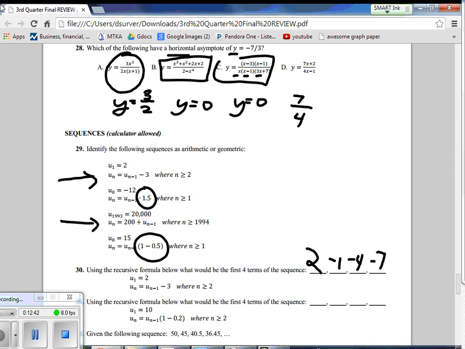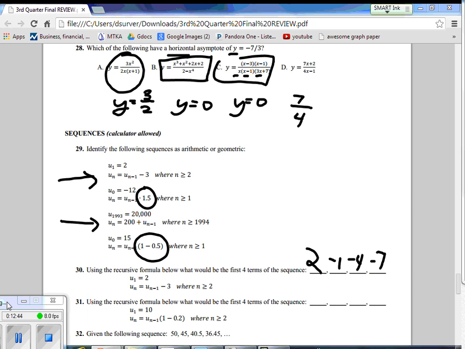All right, moving on to number 31. Using the recursive formula below, what will be the first 4 terms of the sequence? This one I might want the calculator for. The first term's easy. It's 10. And the next term's not that hard. I just have to multiply by 1 minus 0.2. Well, that's the same as 0.8. I can multiply by 0.8 in my head, but it's going to get a little harder after that. 0.8 times 10 would be 8. And then I got to multiply by 0.8 again. I could do it. 8 times 0.8 is 6.4. And the final one's going to be just too tough for me. 6.4 times 0.8 again. You'll figure out the last one.